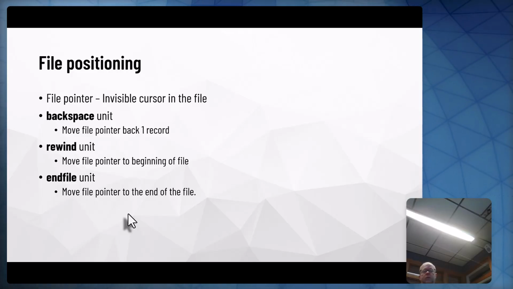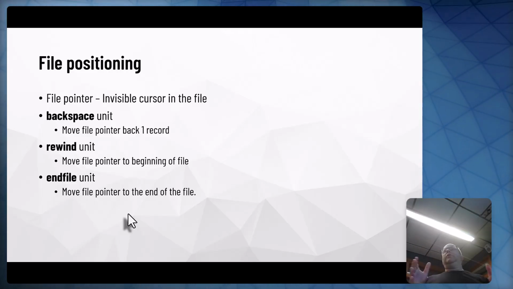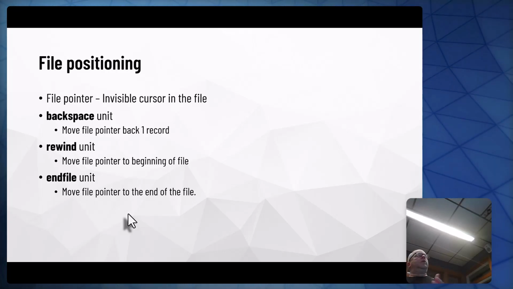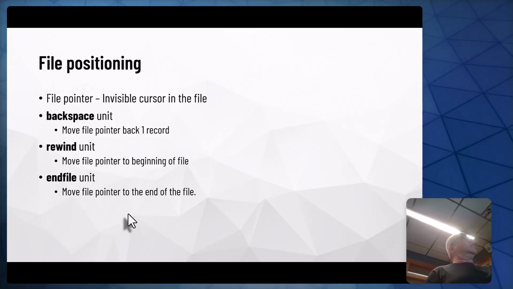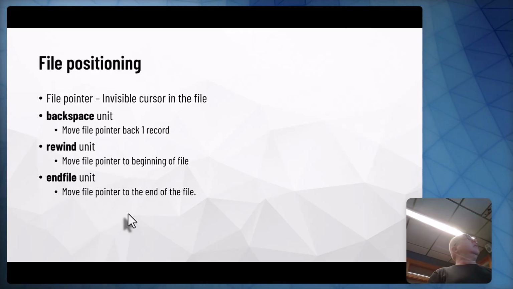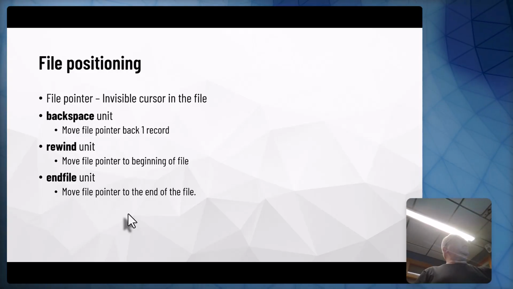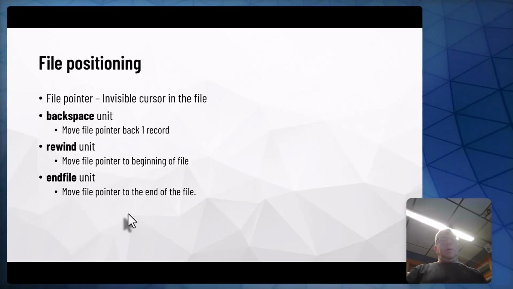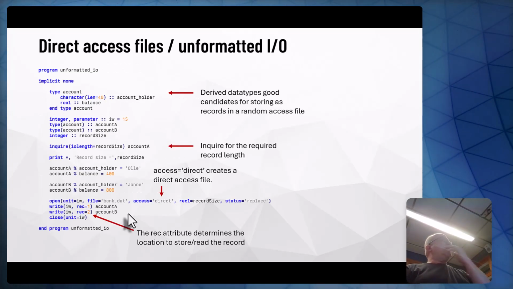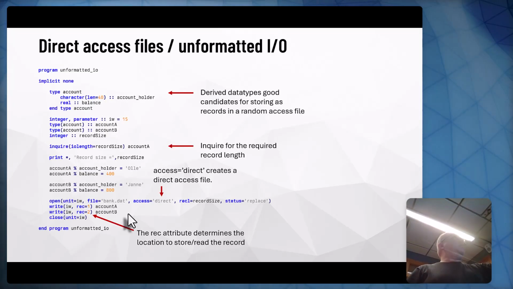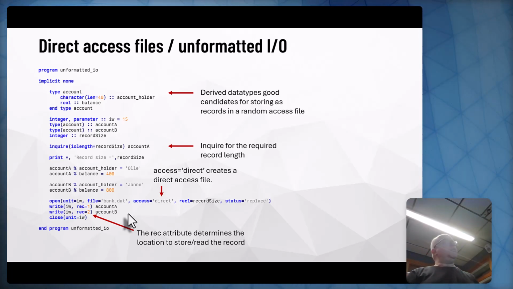When you want to read files again, you need to be able to position yourself in the file. There is an invisible file pointer or cursor in the file which you can use to jump back and forth. You can use these functions: backspace moves the pointer one back, rewind goes to the beginning, and endfile goes to the end of the file. Then you read back using the read statement again. I think there are some more examples in my book online as well.